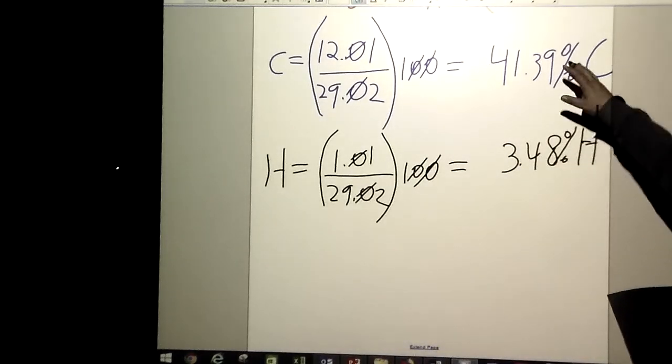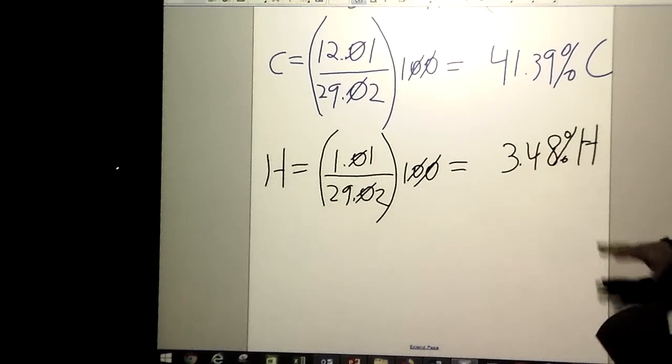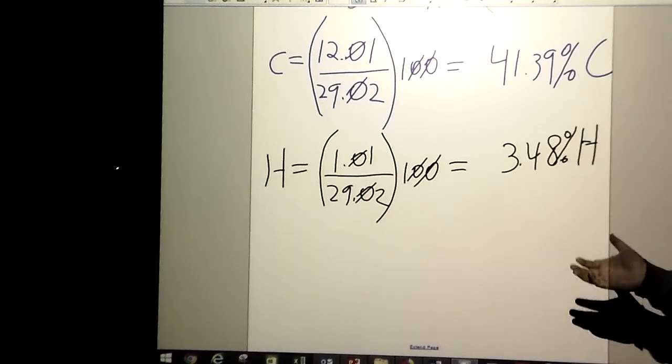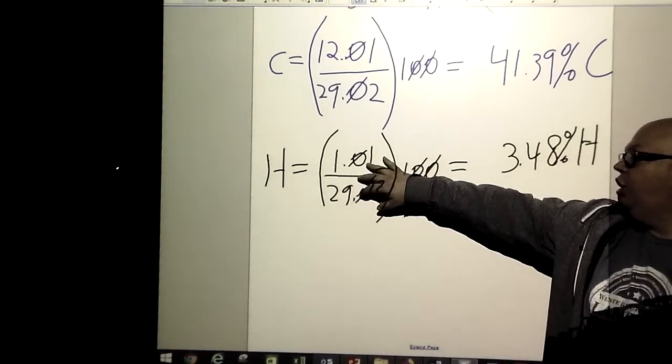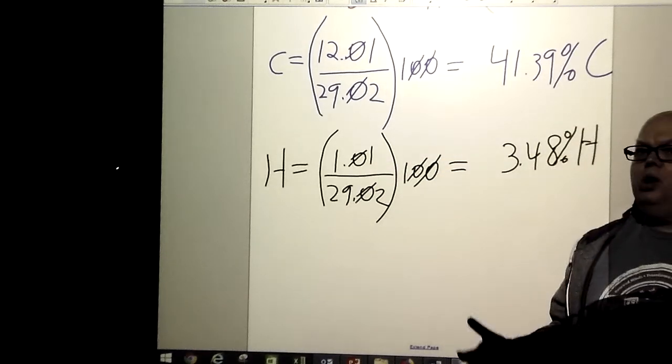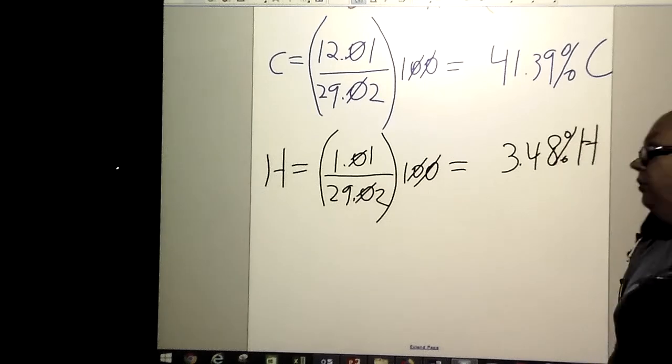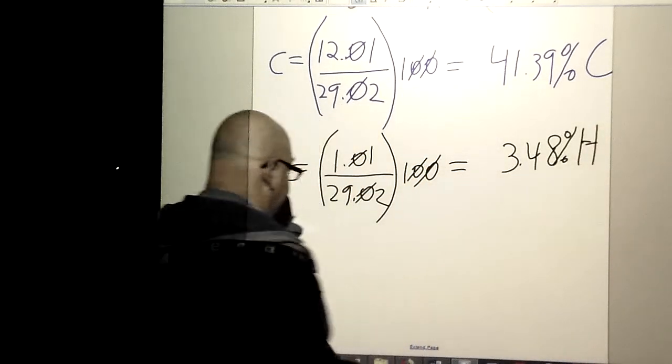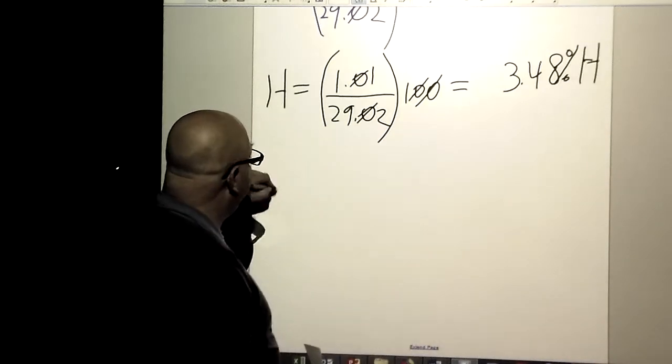So we looked at the carbon, we looked at the hydrogen, now we can look at the oxygen. Now, there's two ways you can do the oxygen. I'm still going to work it this way, but you could add these two up and subtract from 100, and that will give you the amount for the oxygen. But I'm going to work it like I've done the others.